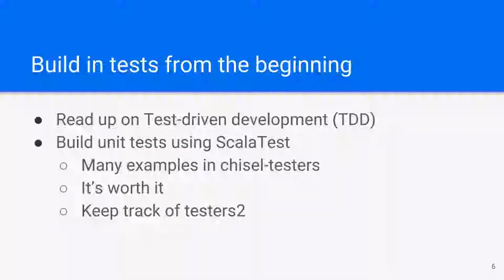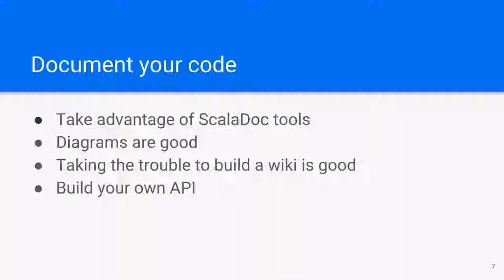Test-driven development, tons of stuff written on it. It's a good idea. It's just simply a good idea, so do it. Document your code. Scaladoc is a style of documenting functions and methods and things like that, and there are tools that automatically build that into an API guide. So it's really worth doing that.